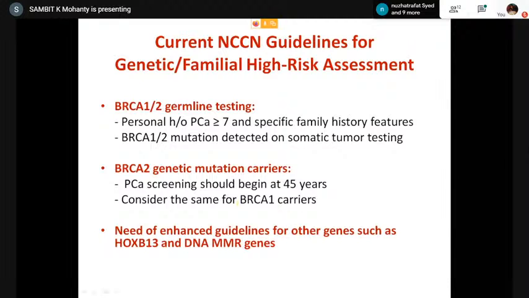So the NCCN, you need to know BRCA1 and 2 germline testing is done if there is a personal history of prostate cancer, and the grade should be 3+4 or 4+3 at least, and specific family history. BRCA2, anyone who has a prostate cancer below 45 years, and then consider this thing.